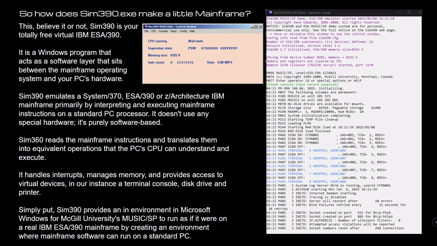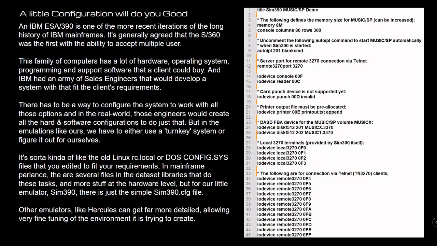And I say that's all there is to it, yeah, it was a big deal, but it's not magic. What it does is handle all those pieces, the interrupts, the memory, the access to the devices, and so on. And it does a lot of that at your direction through a configuration file. So here's what that looks like. The configuration file is a text file in that same subdirectory as the 390 EXE. And you put in there the definition of the things that you want the operating system to interact with.